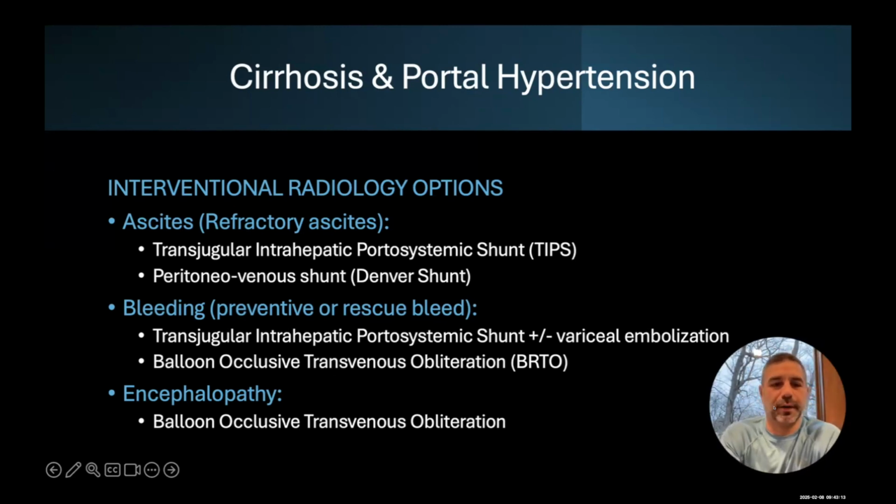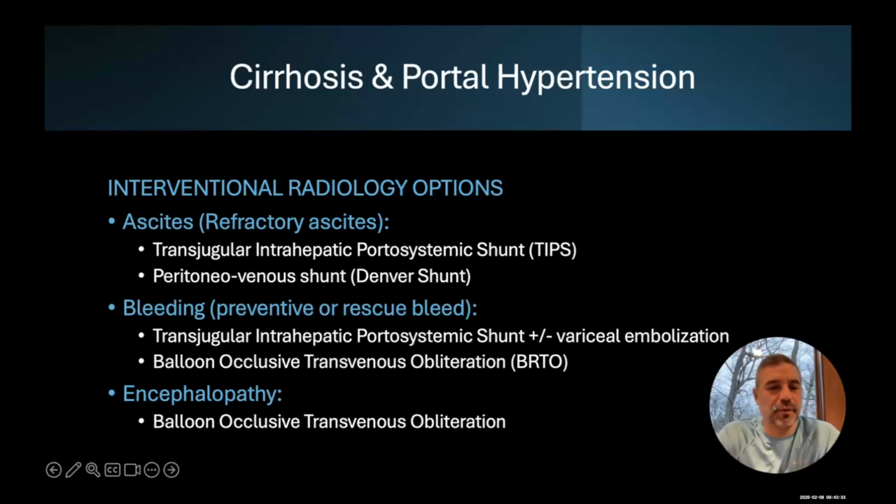Other options, when the patients are bleeding, is BRTO. We go through these collateral veins that are connected between the portal vein and systemic circulation. Then we occlude them and sclerose them.